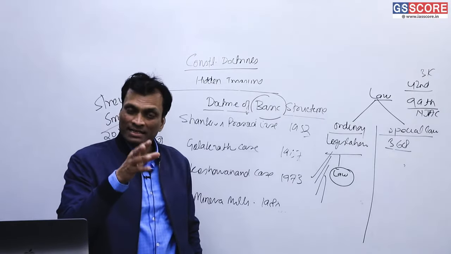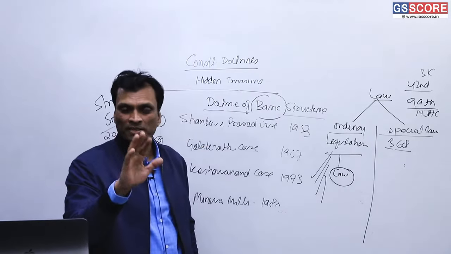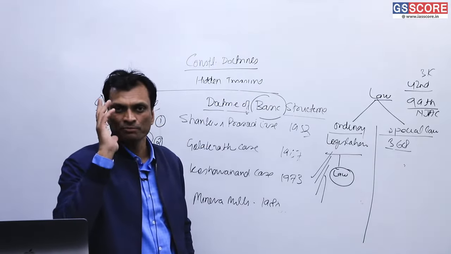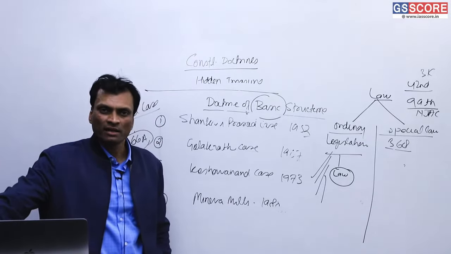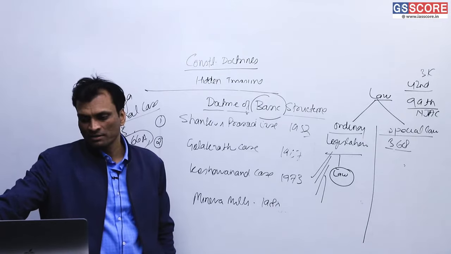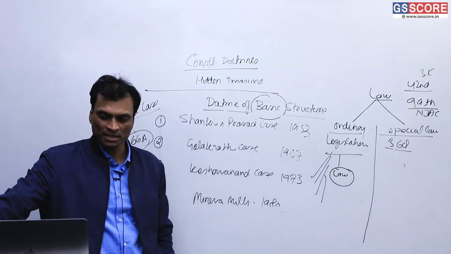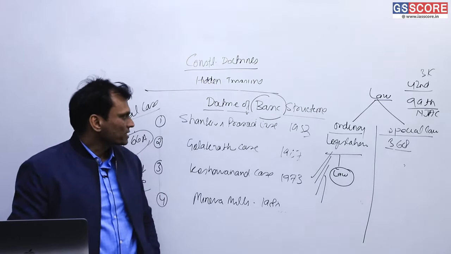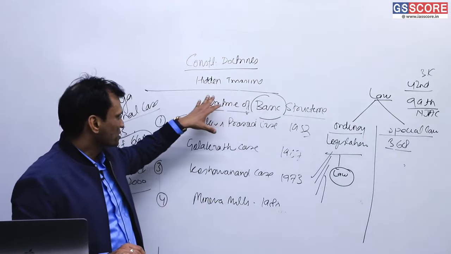But then, at the same time, judges, judiciary, collegium, they must be transparent, open, objective, and committed to people. How that will happen is a different question. The country is thinking about it. People are thinking over it. Right. So, friends, this was a bit about the doctrine of basic structure.